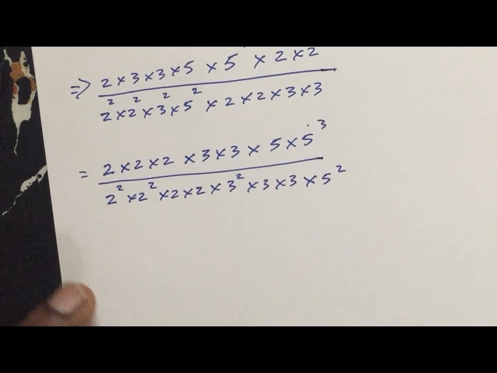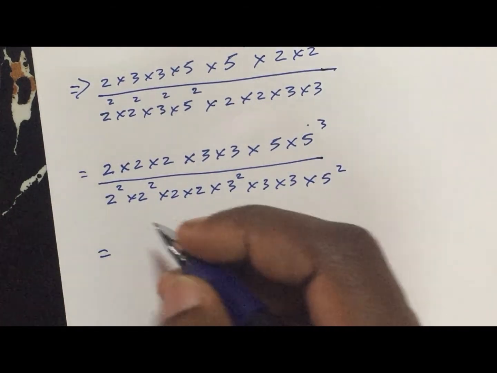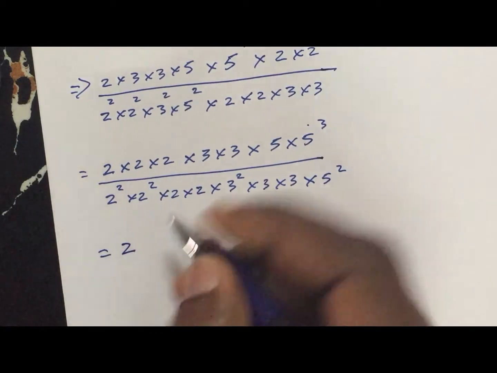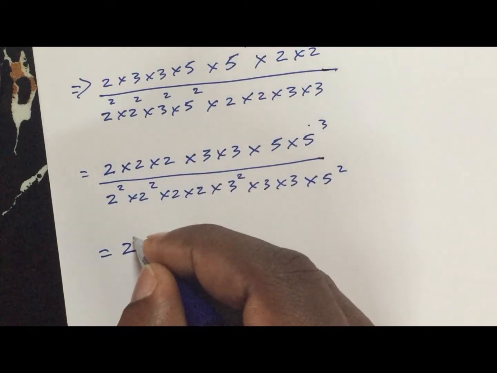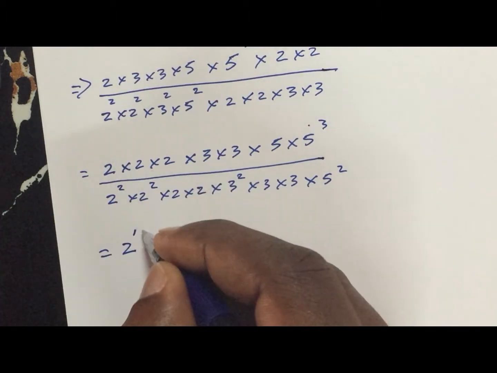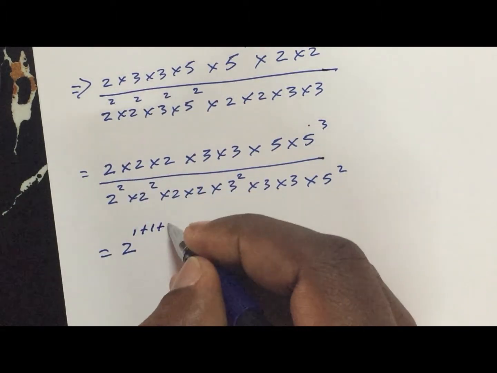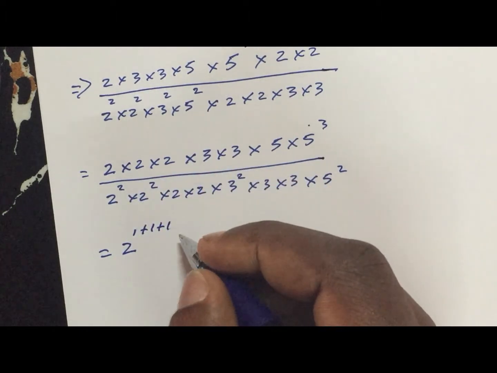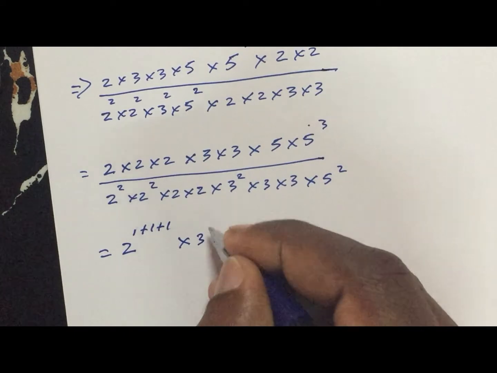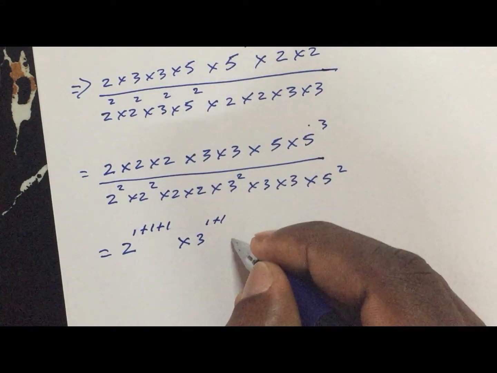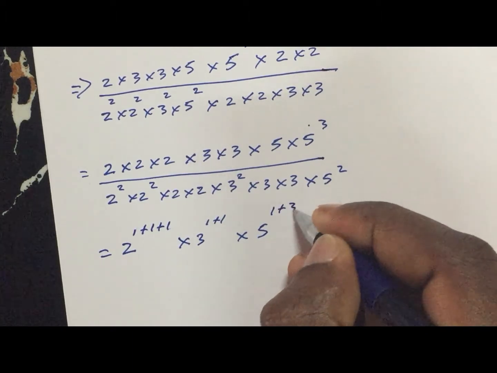Let's go. So now for the grouping. So we have 2. All of these are to the 1 power. So we have 2 to the 1 plus 2 to the 1 plus 2 to the 1. We're adding the powers since we're multiplying, based on our laws. Times 3 to the 1 plus 1, times 5 to the 1 plus 3.